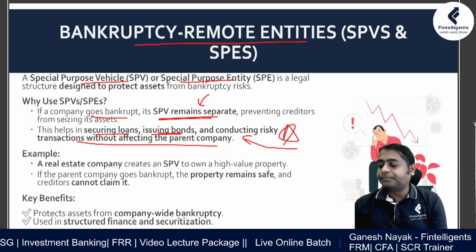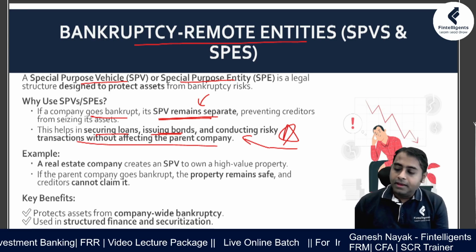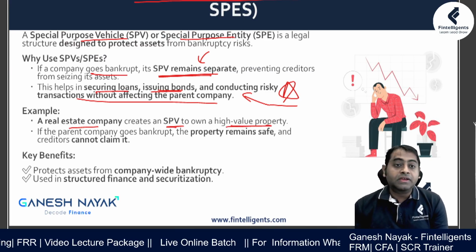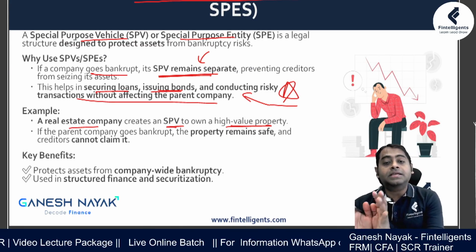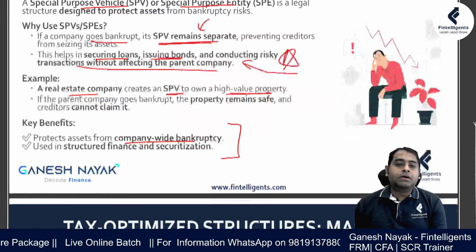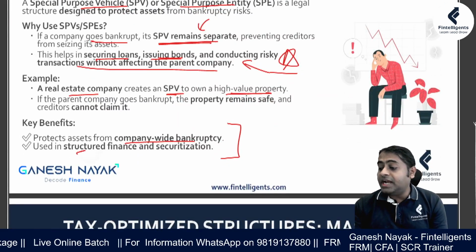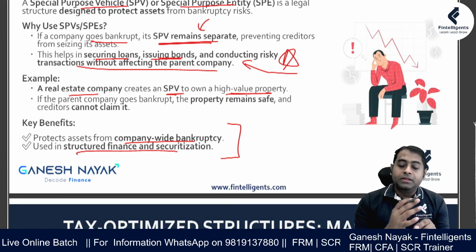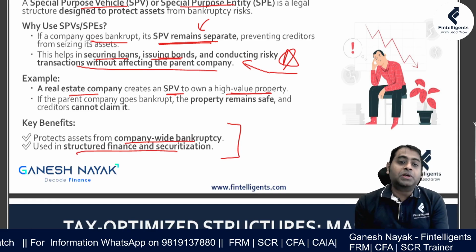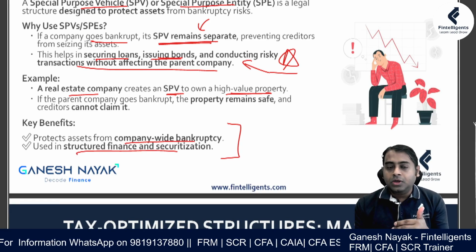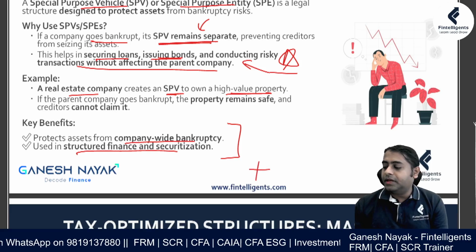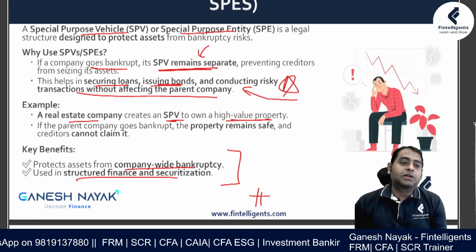Mark this with a star. A real estate company creates a special purpose vehicle to own high value properties. If anything happens to the main company, that entity is still there. It protects the company against company-wide bankruptcy, and this is widely used. We talked about securitization, if you remember, that pool of 10,000 home loans. That is a part of the special purpose vehicle. So if I want to do complicated transactions or securitization, then I will create a new entity. Any confusion, any query on this special purpose vehicle?